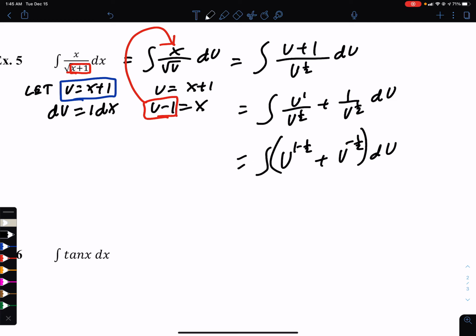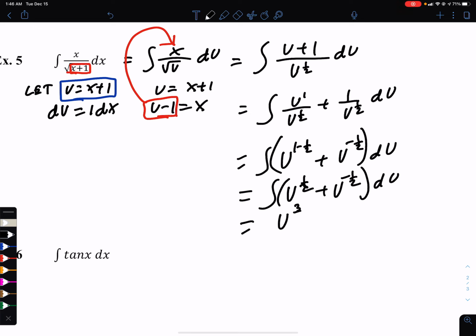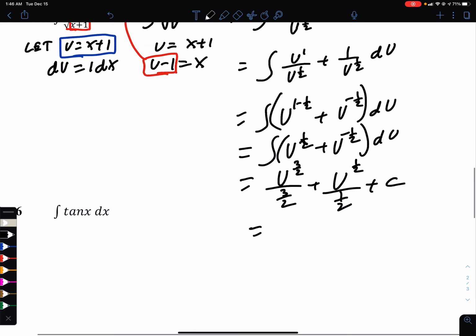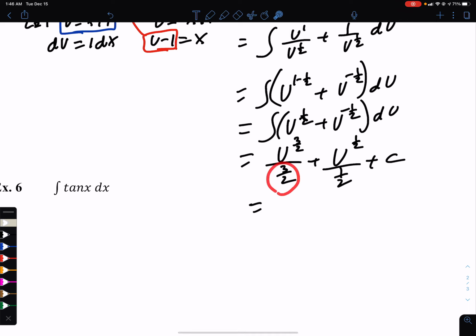So I'm almost done here. So this will be u to the 1/2 plus u to the negative 1/2 du. And the rule is I add 1 to the exponent. So it's u to the 3/2 divided by 3/2 plus, and I add 1 to the exponent, so it's going to be 1/2, but I divide by that, plus c, and my final answer, I multiply by the reciprocal of that, so I get 2u to the 3/2 over 3, plus, and again, multiply by the reciprocal, 2u to the 1/2 plus c.